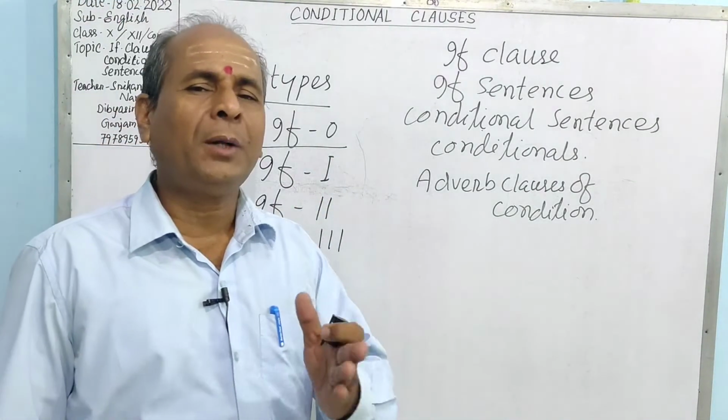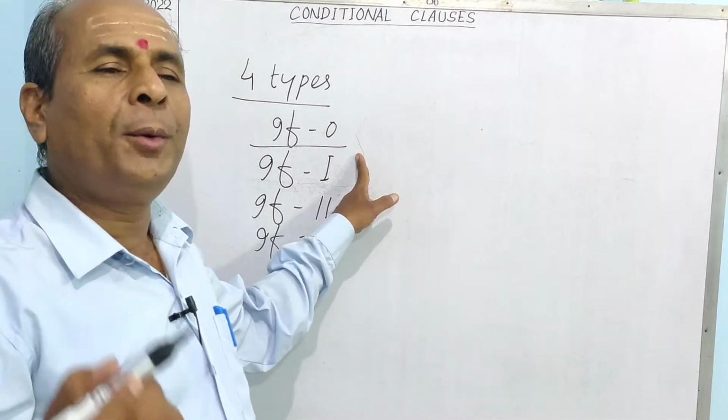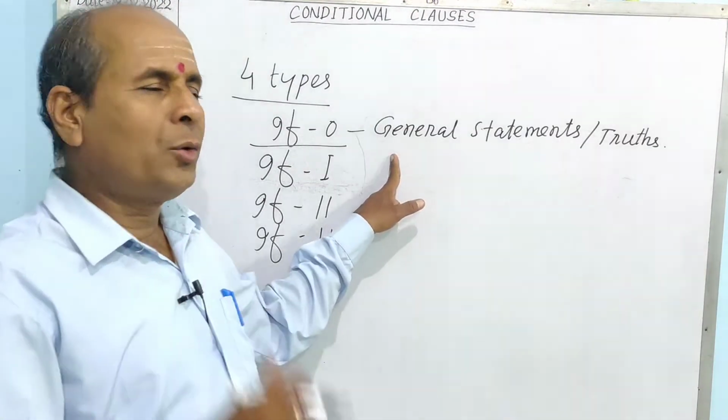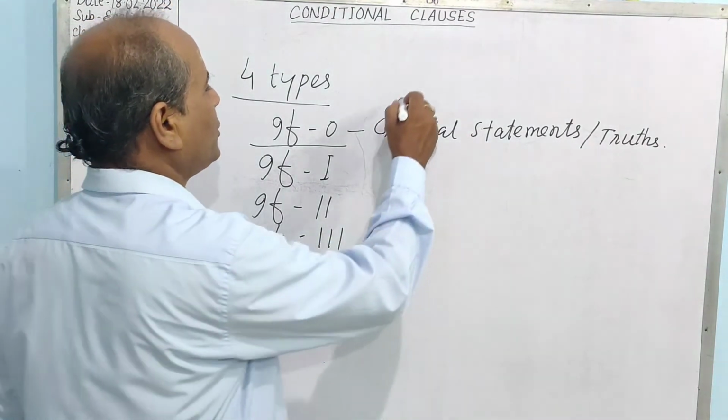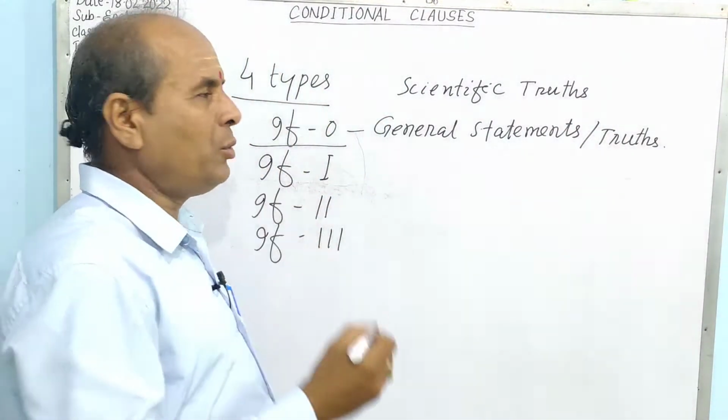Let's discuss one by one with some examples for our understanding. It always describes general statements or general truths. We can say scientific truths. We can say them universal truths.